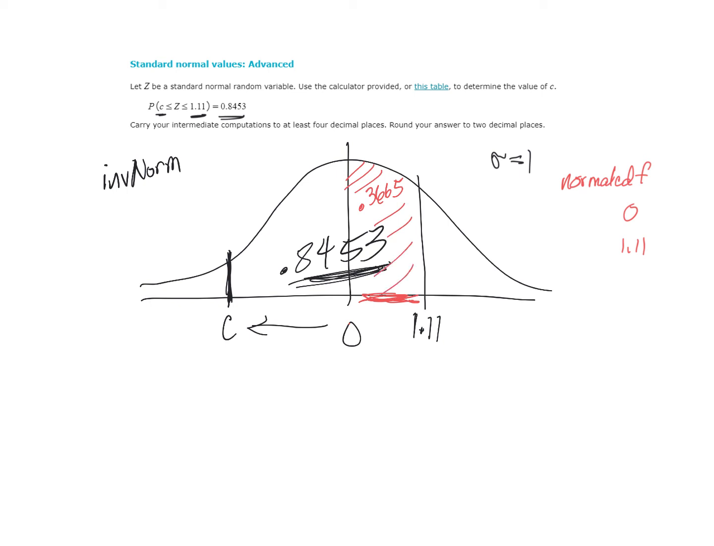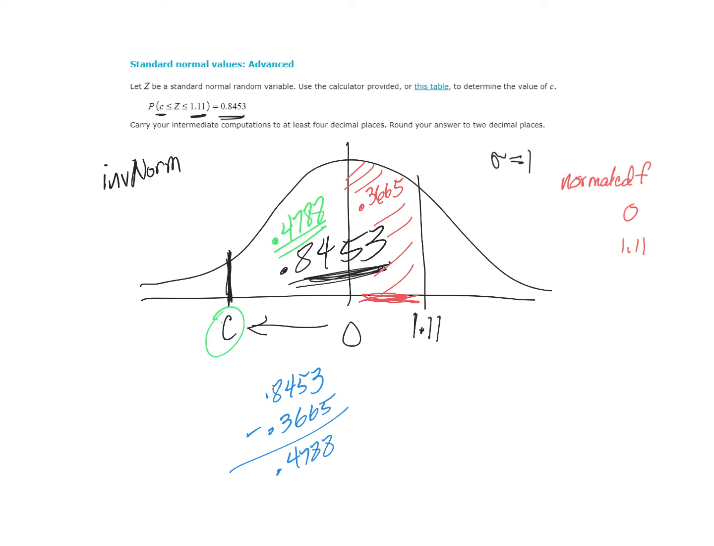All right. So if I subtract that number from this total number, this 0.8453, do that subtraction real quick. 0.8453 minus 0.3665. Come out with 0.4788. Okay, so this area over here is 0.4788.